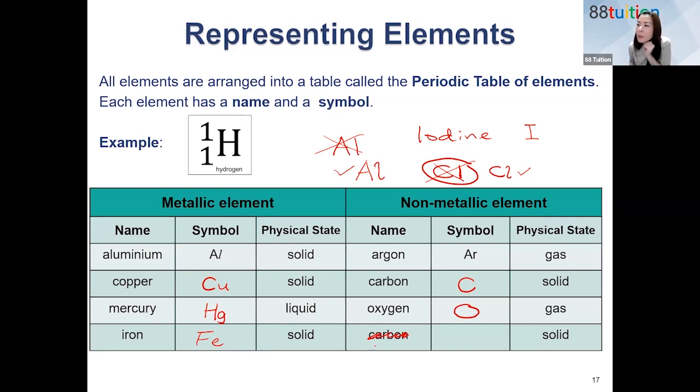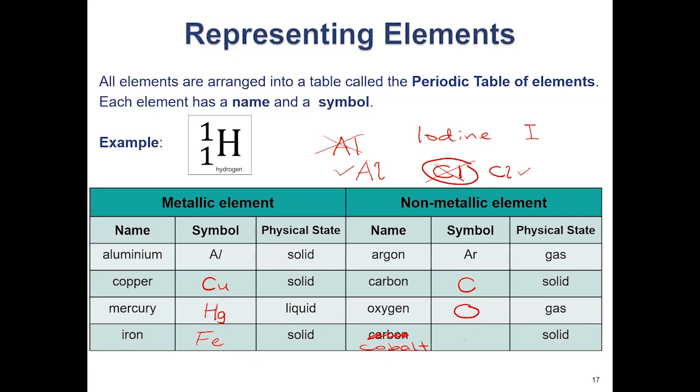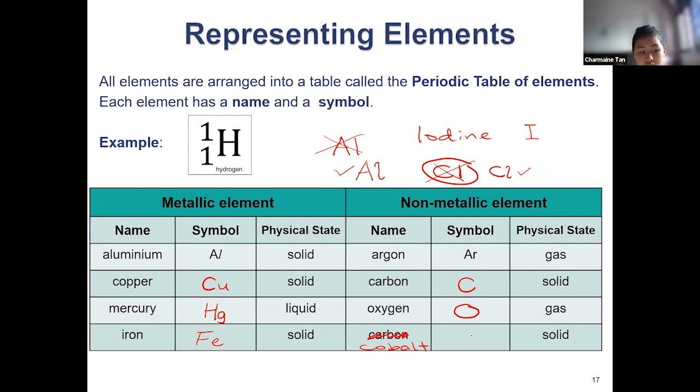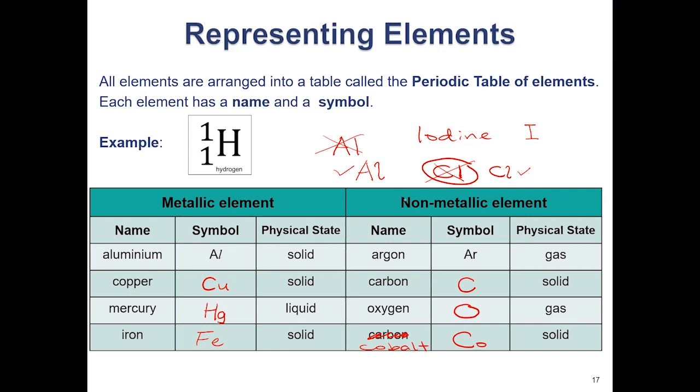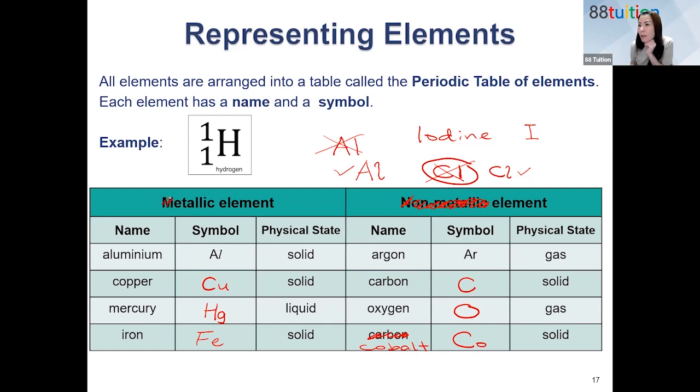Let me maybe change this. Cu. All right. C what? Cu? Co. I mean Co. Yeah. So this, we cancel this. Can you all cancel the metallic, non-metallic? We talk about metals and non-metals later. So you just cancel that in case you confuse yourself. We just talk about the name and the symbol.